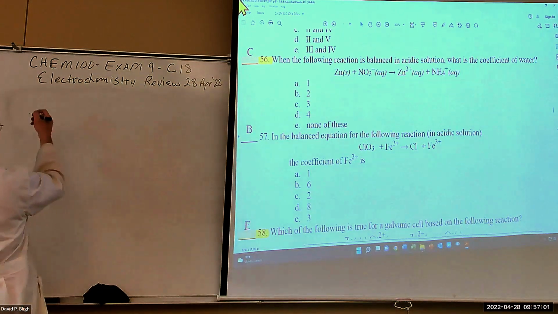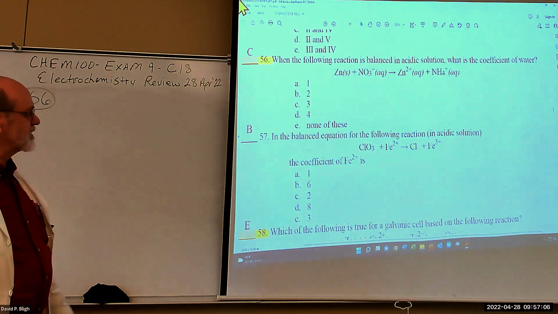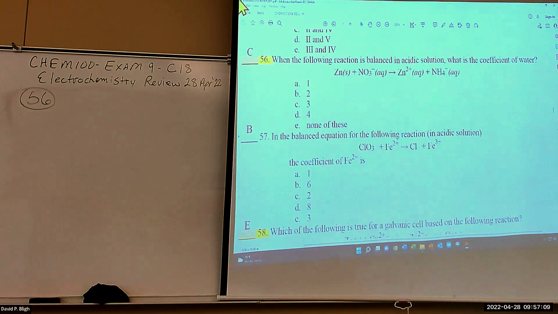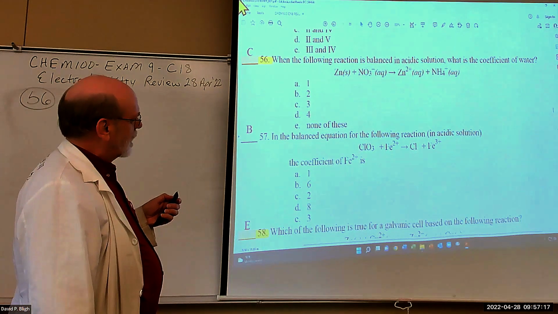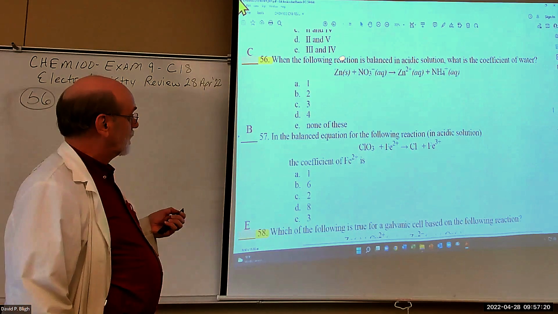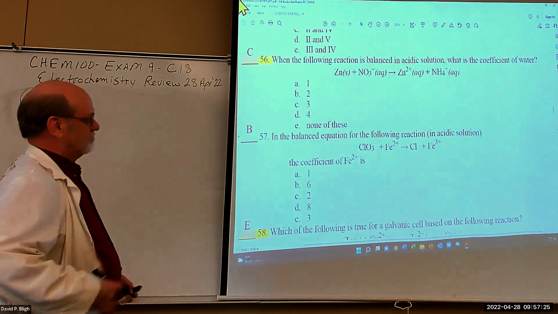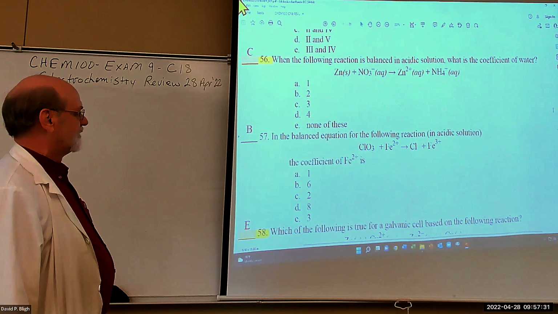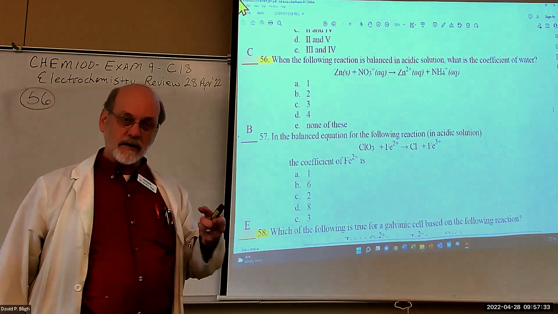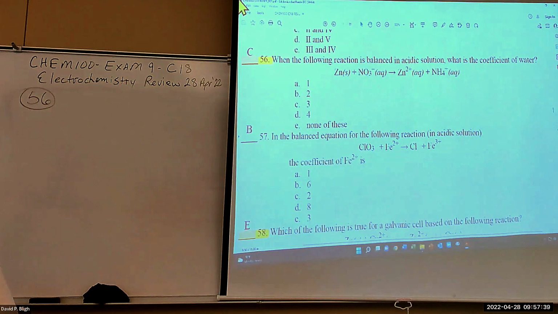56. When the following reaction is balanced in acidic solution, what's the coefficient of water? Well, let's look at it and say, all right, is there going to be water here? There's oxygen there. Yeah, we're going to have water in this one. And in acidic solution, we're probably going to add water and hydrogen ions. So let's split it up.